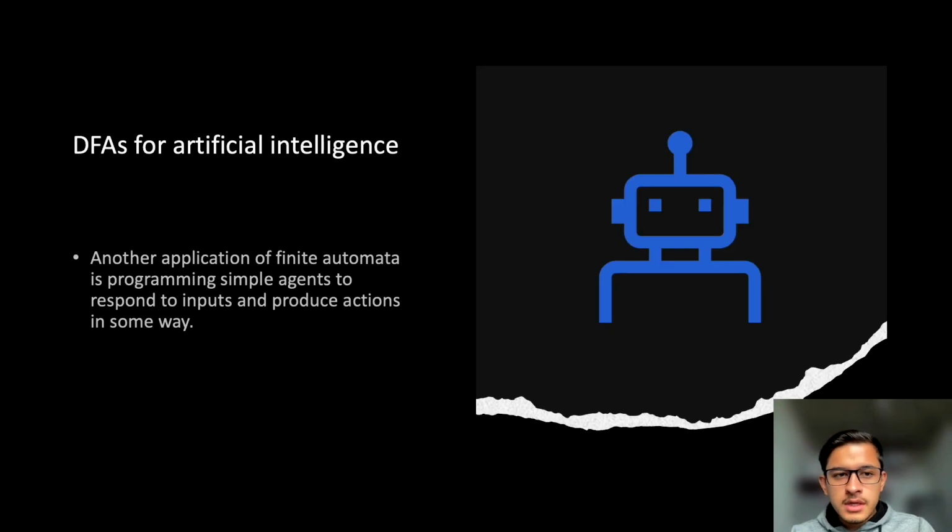The next application of DFA is artificial intelligence. Another application of finite automata is programming simple agents to respond to inputs and produce action in some way. You can write a full program, but a DFA is often enough to do the job. DFAs are also easier to reason about and easier to implement.